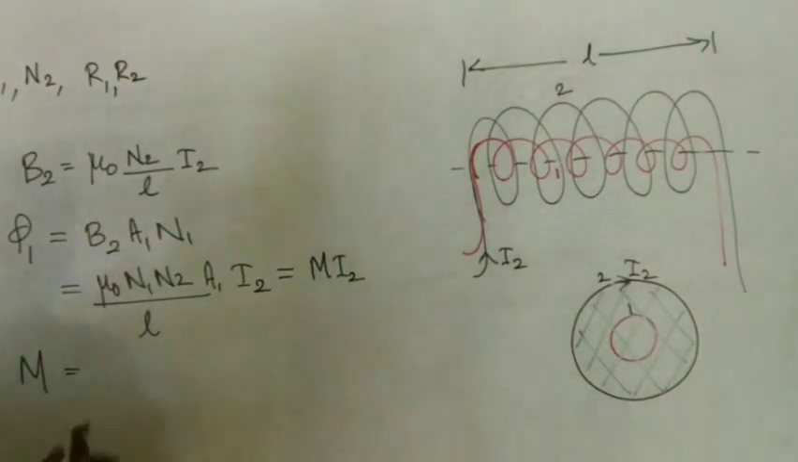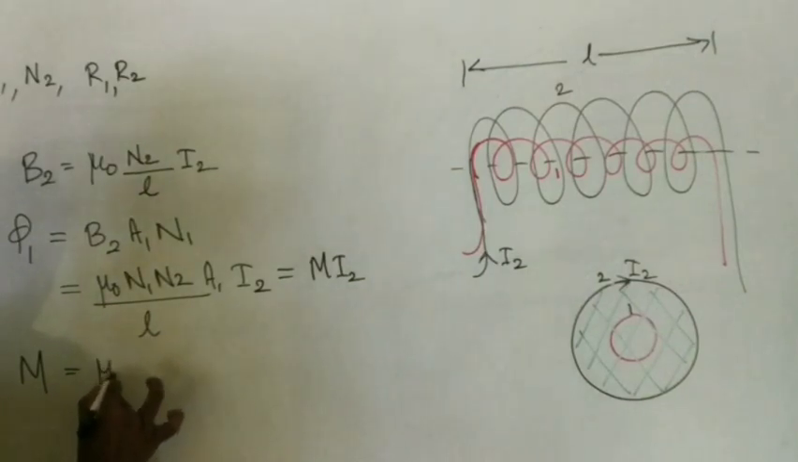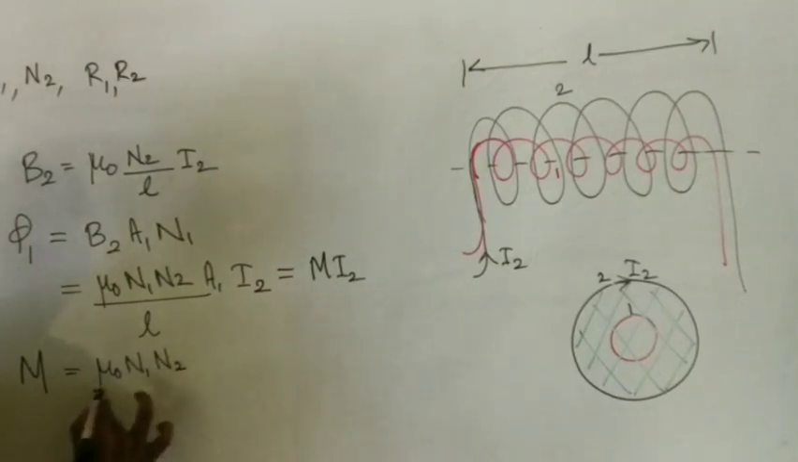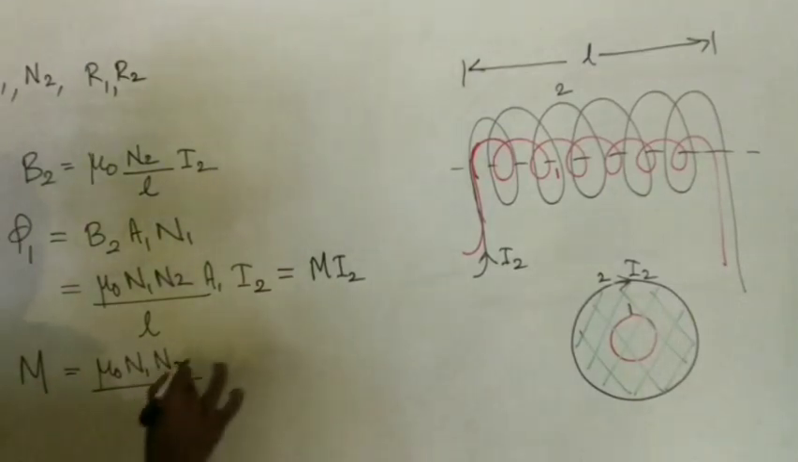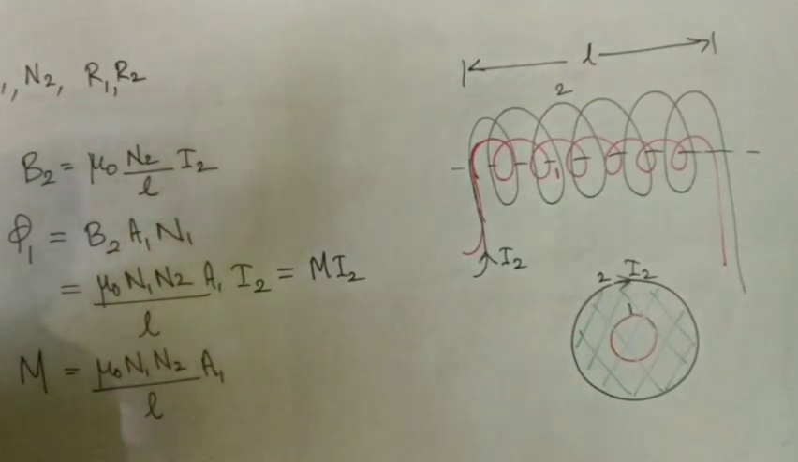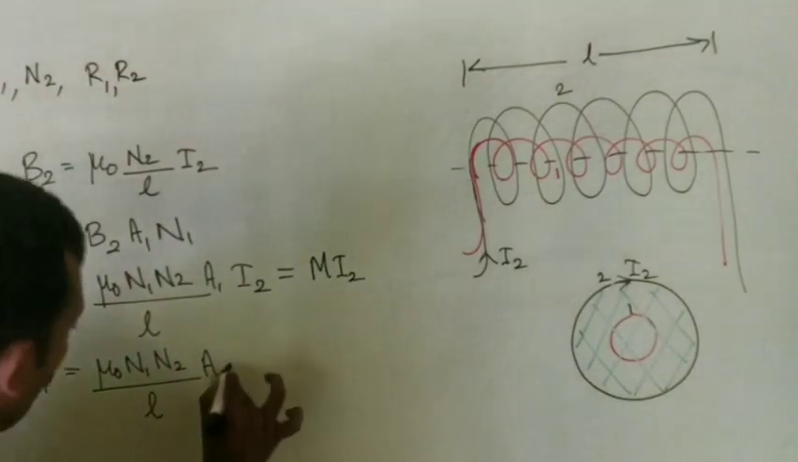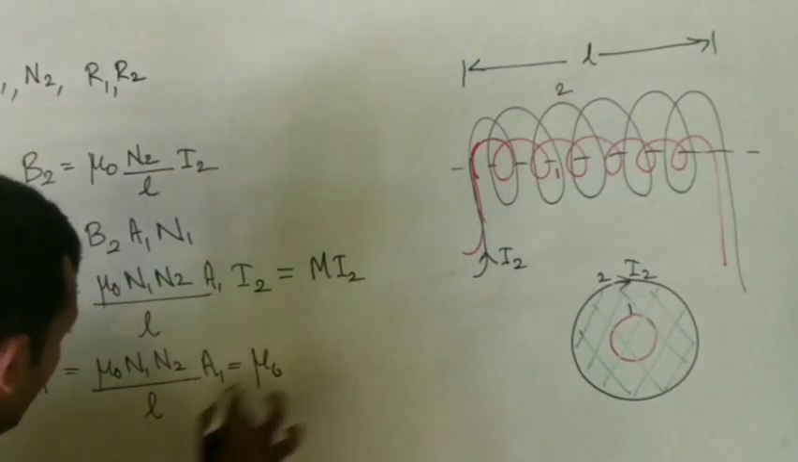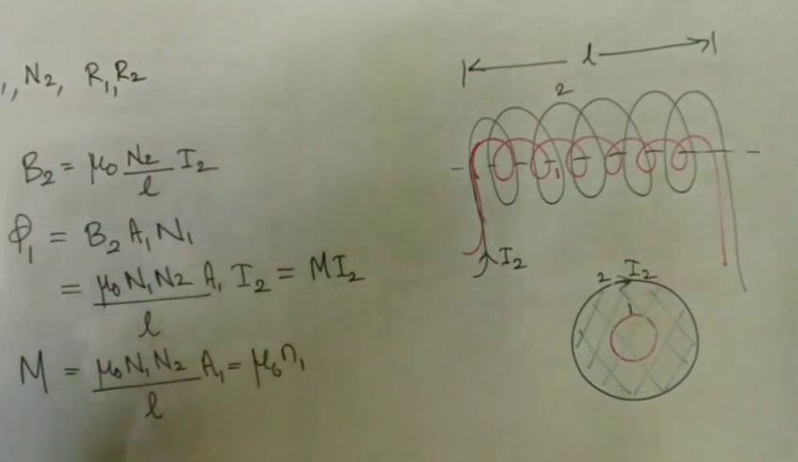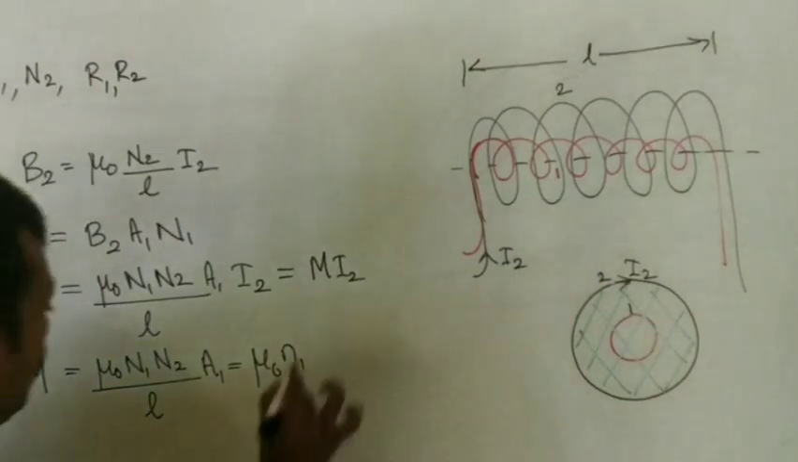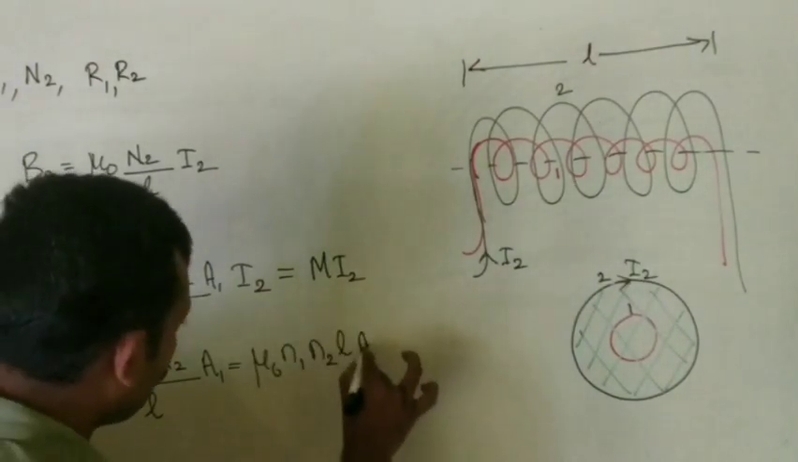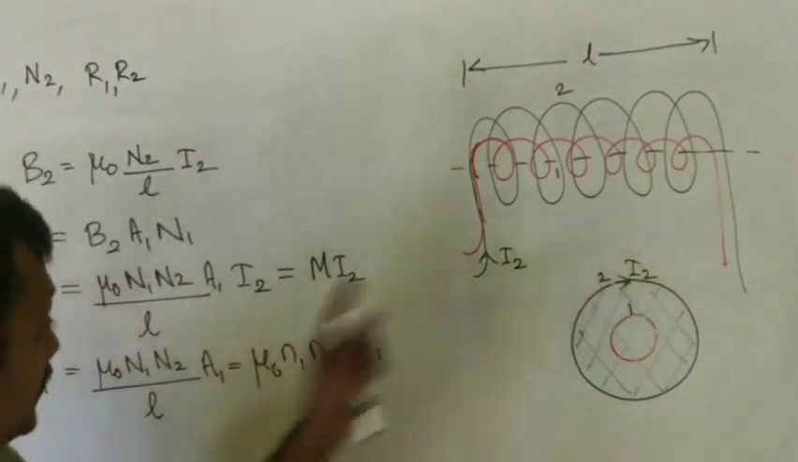M is equal to what? You can see that this is mu 0 N1 N2 divided by L into the area of the inner coil, that is A1. This is also equal to mu 0 N1 by L, which is small n1, the number of turns per unit length of the inner coil. Capital N2 can be written as small n2 into L into A1. Please understand, this is A1.